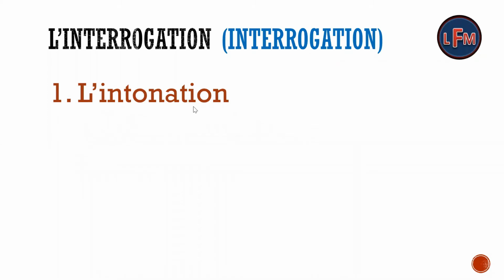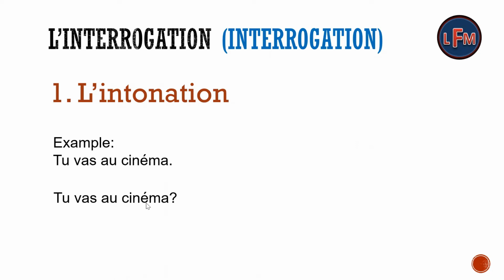First one is l'intonation, in which we make a rise in the voice. For example, tu vas au cinéma. You go to cinema. This is a simple statement that you go to cinema. If we say tu vas au cinéma, so like in English, we say you are going to cinema. So there is a rise in the voice at the end of the sentence. So it means that we are asking a question. In this form, we simply put a question mark at the end of the sentence.